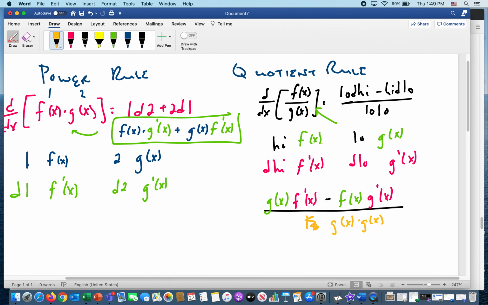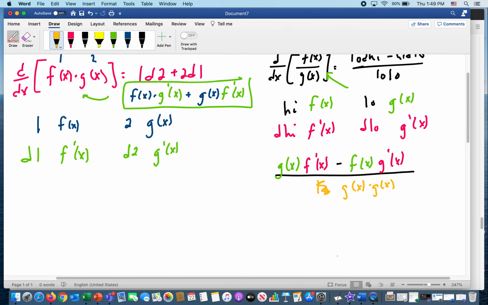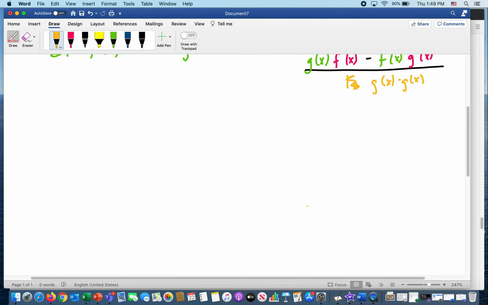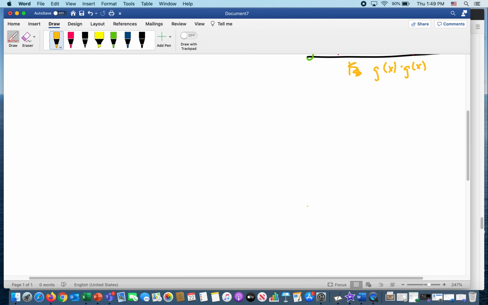So let's take a look at a couple of problems. I'm going to do a power rule problem for you. Then I'll do a quotient rule. And then there's another video that I'm going to post of an interesting problem from Newton that I want to address, just so that you have all the information you need here.